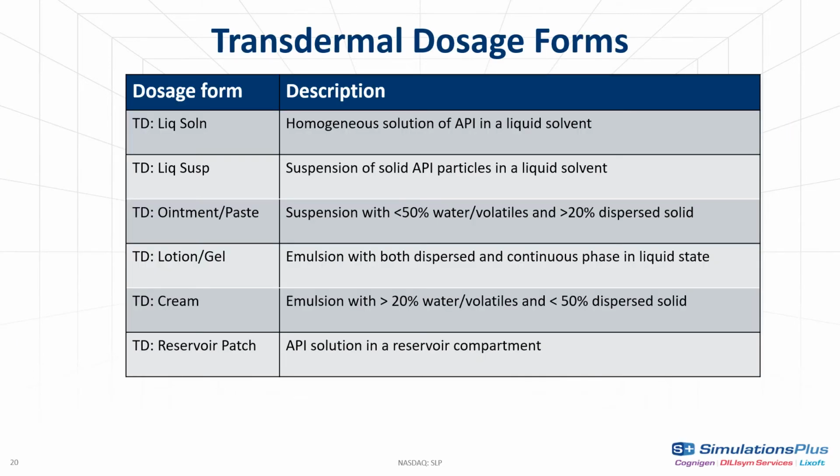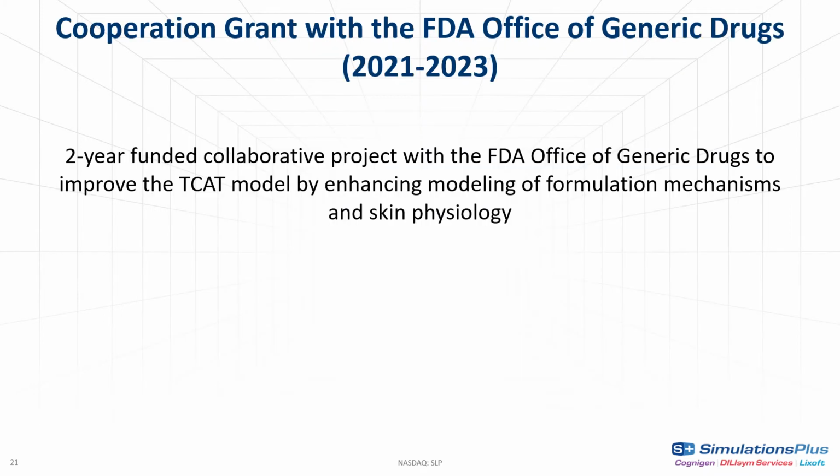The dosage forms that can be used with the TCAT model are shown here. We include solutions, suspensions, ointments, pastes, as well as the emulsion dosage forms, so lotions, gels, and creams. We also include the reservoir patch formulation, and this would be the case where the patch controls the release into the skin.